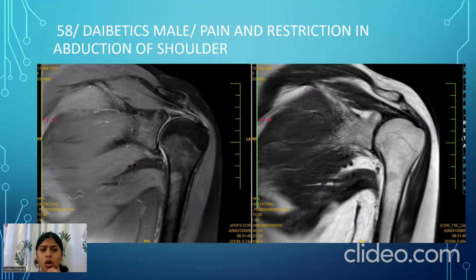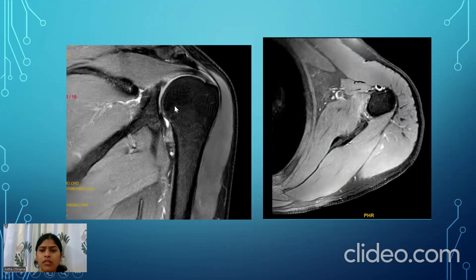This is case 2, who was diabetic and also presented with pain and restriction in movement. Here we can appreciate there is a fluid signal intensity noted in both PDFS and T2 weighted MRI sequences in the articular surface of the supraspinatus tendon, consistent with PASTA lesion. There is no full thickness tear present, no retraction of fibers was seen, and the bursal surface fibers were intact. This was consistent with PASTA, along with mild AC joint arthritis with reduction in joint space, irregular surface, and osteophytes of the acromioclavicular joint can be appreciated.